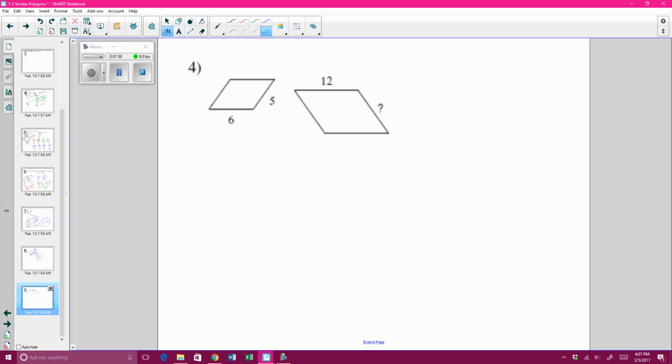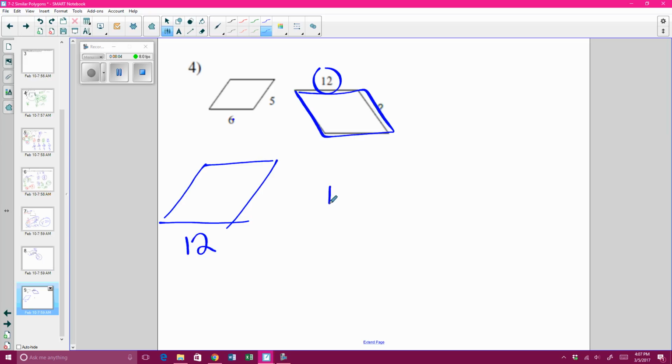For this one, you could imagine if you took this rhombus, or not rhombus, but parallelogram, and rotated it so it went this way, the 12 that was originally up here would be rotated and put down here, and it would correspond with 6. So again, how do you get from 12 to 6? You have to divide by 2. So 5 times 2 would give you 10.